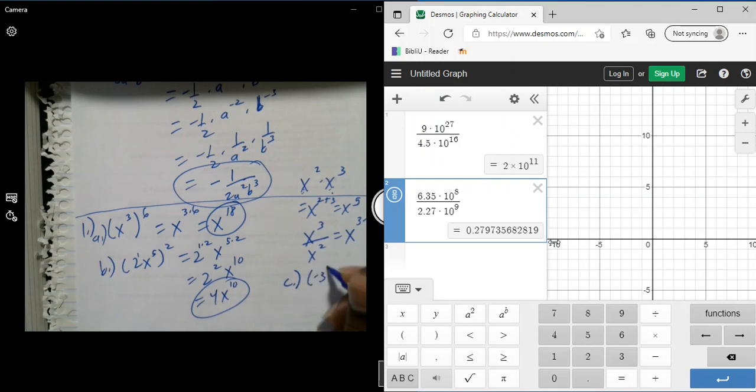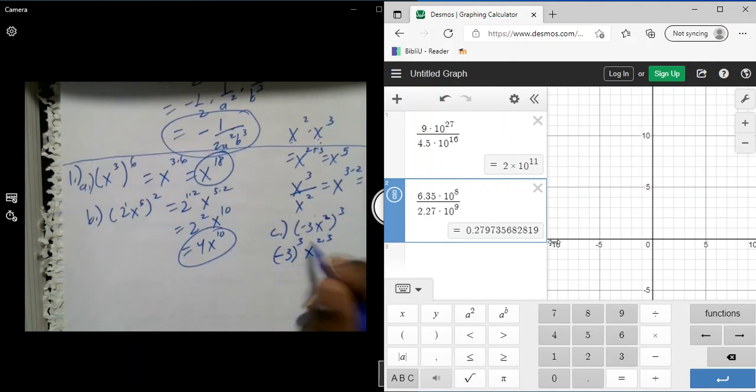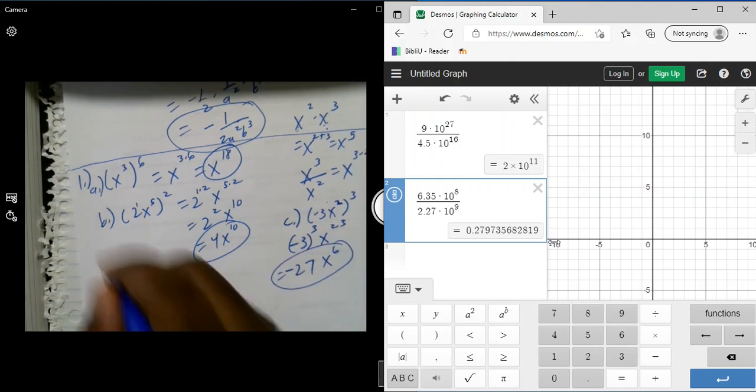We have negative 3x squared to the third power. And we basically do the same thing here. So this will be negative 3, and I'm going to just leave it in the parentheses, to the third power, times x to the second to the third, which would be x to the 2 times 3. So negative 3 to the third power will be negative 3 times negative 3 times negative 3, which is negative 27. And then this would be x to the 6. All right, now we go to D.